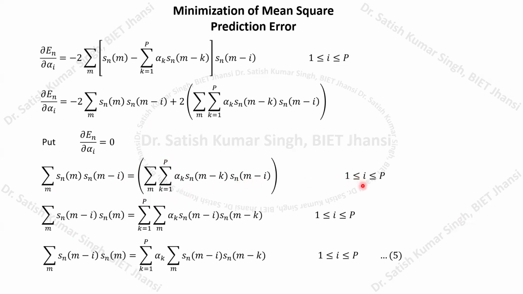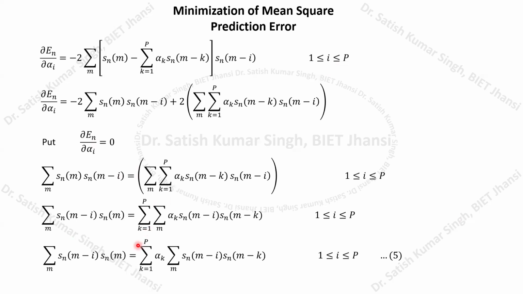And here, the values of i will obviously range from 1 to p. Now again, if you look at this equation, we can modify it a little bit. Here I am writing m minus i first, and then the Sn m term, and then k equals to p. I'm just interchanging the summation order.